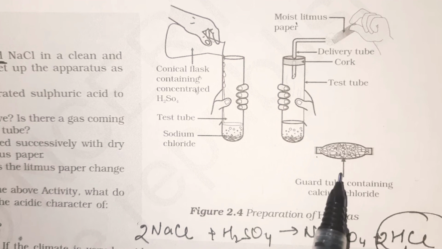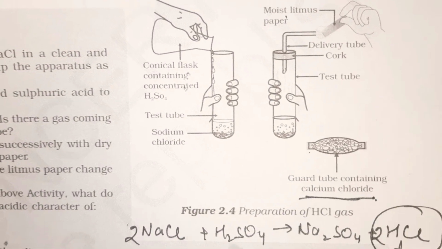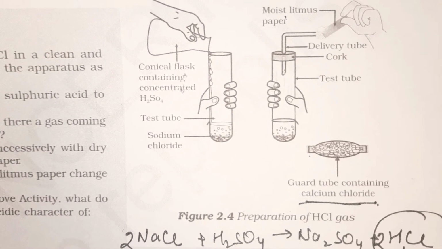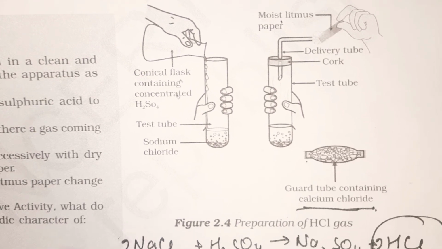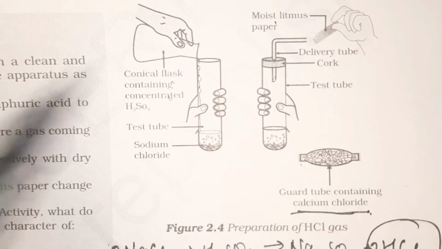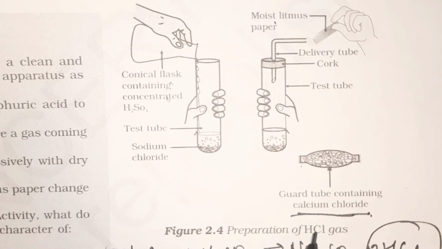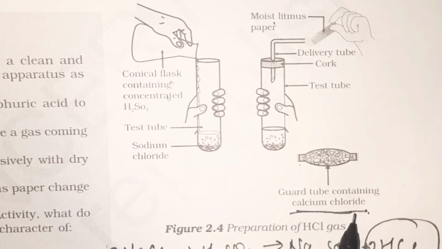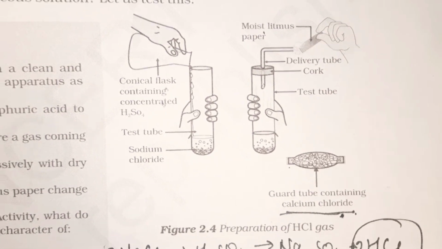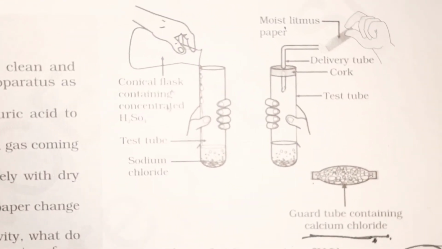Now we can also see here that calcium chloride is taken in a guard tube, right? So why are we taking this calcium chloride? Whenever there is moisture in the climate, the humidity is more in the climate, and then the gas which is produced here or the litmus paper which we have taken will automatically become moist. In that case, we need to use calcium chloride, which acts as a dehydrating agent. A dehydrating agent is something which absorbs all the water molecules, and therefore the gas evolved here becomes dry.